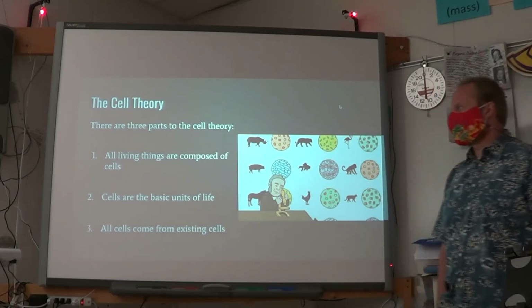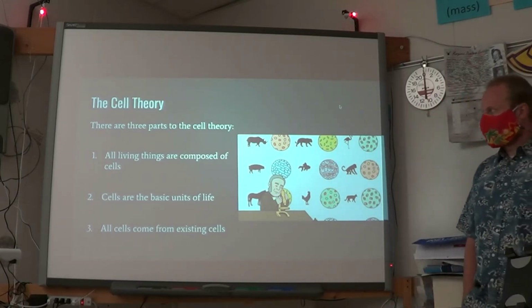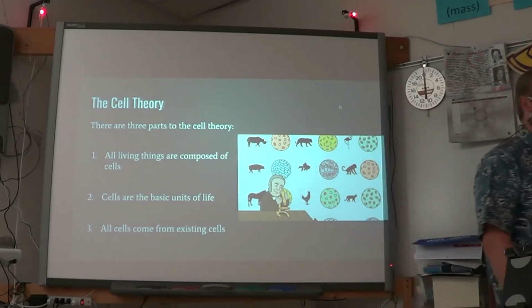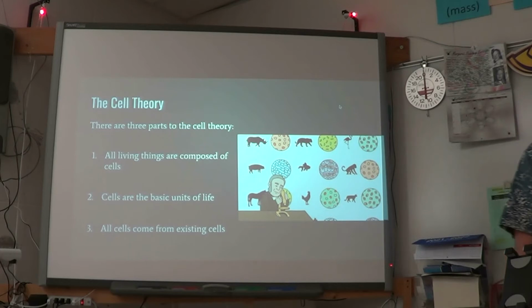There are 3 parts to the cell theory. The first part is all living things are composed of cells. If something doesn't have cells, it's not alive. It's one of our characteristics of life that we'll talk about next week, assuming we go outside on that expedition. All living things are made up of cells.